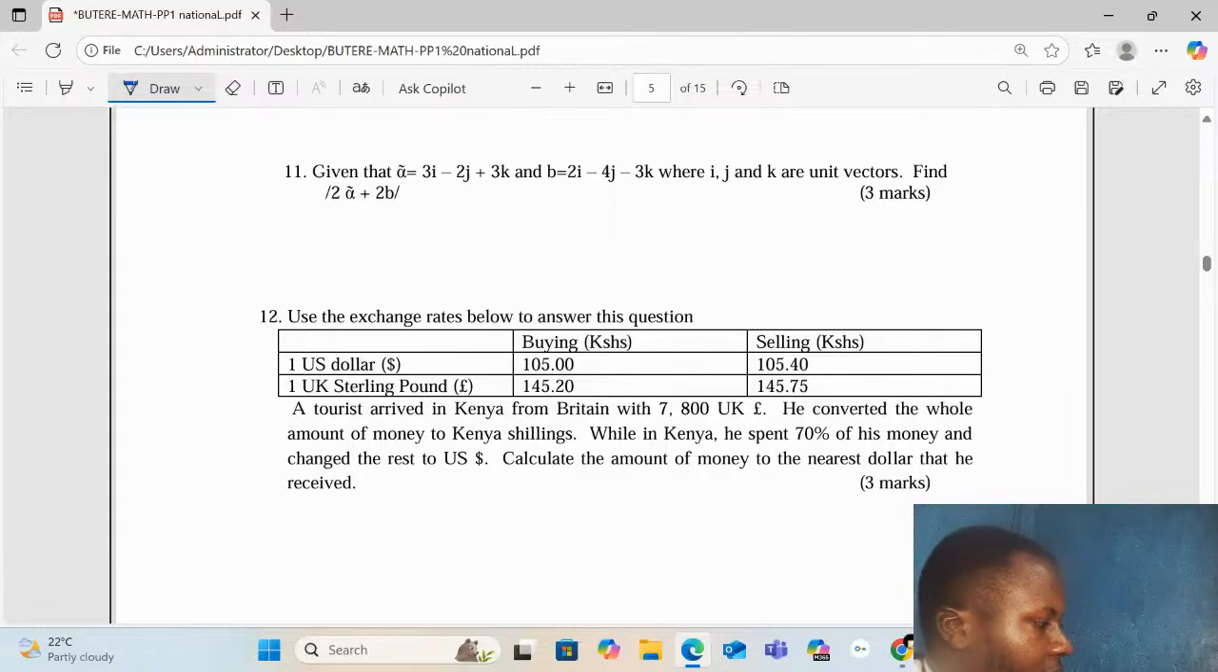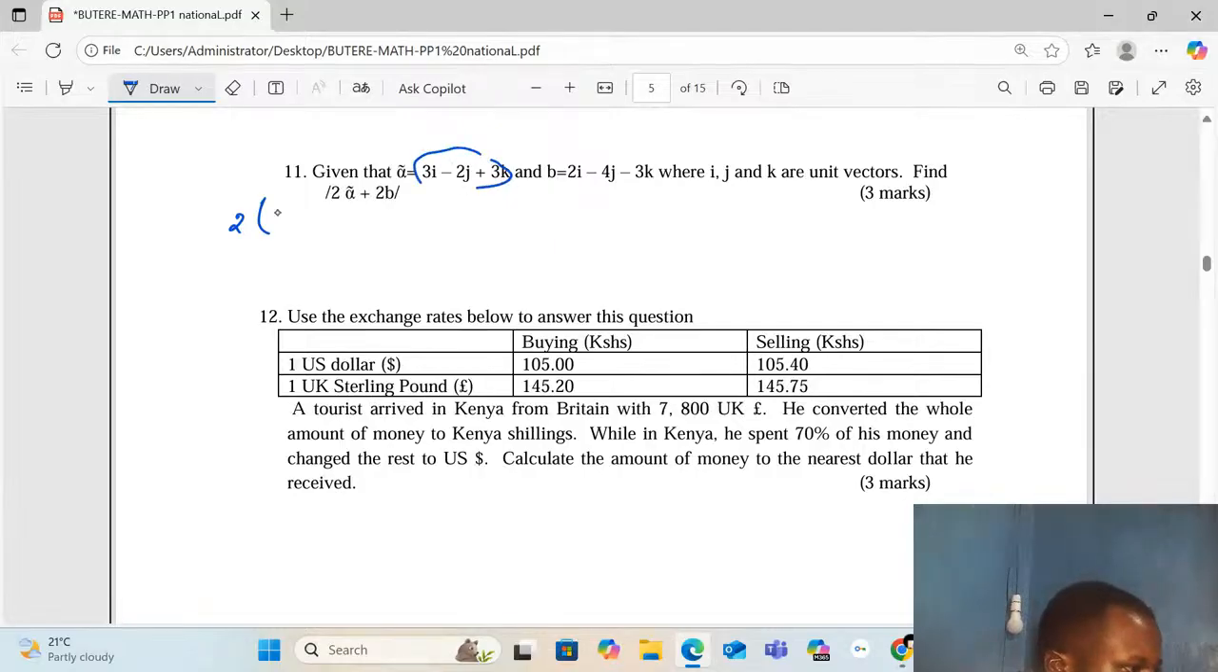Given that a is 3i minus 2j plus 3k, and b is 2i minus 4j minus 3k, where i, j, and k are unit vectors, find the vector 2a plus 2b. So they're asking us to find 2a, and a we're given as this.